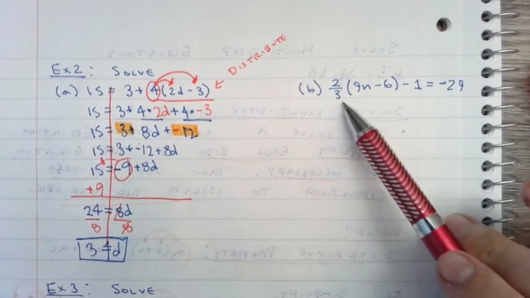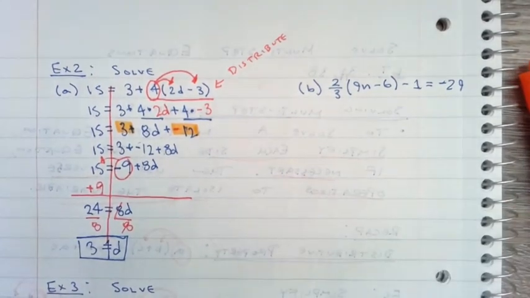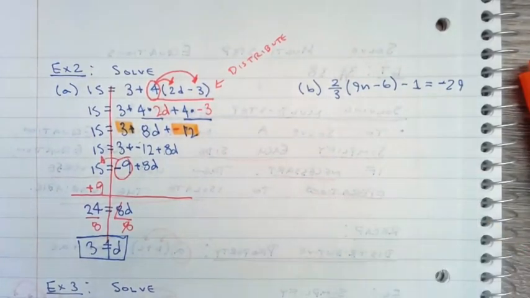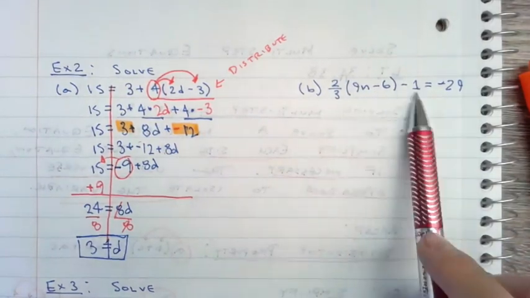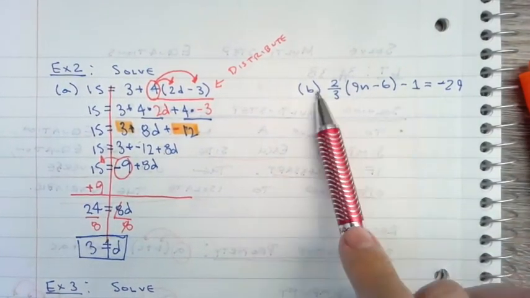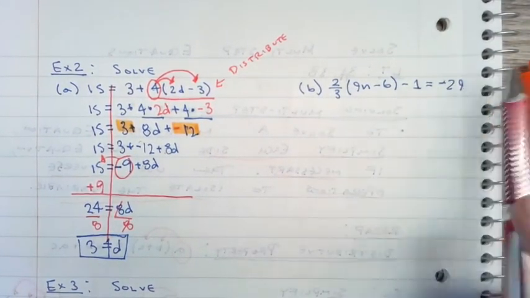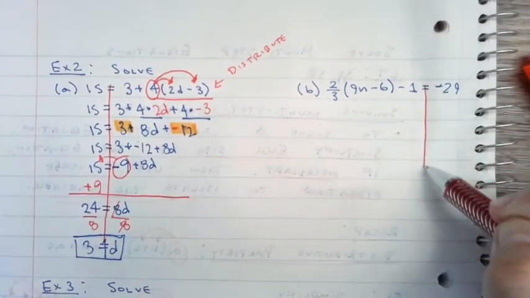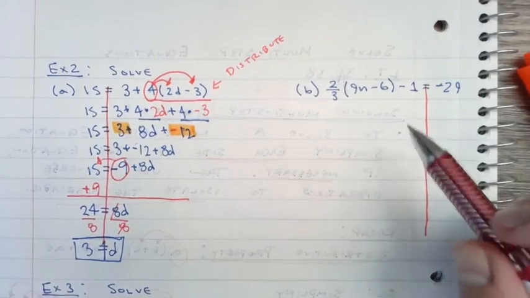For B, they give us 2/3 times (9n minus 6) minus 1 equals negative 29. Again, take a look at your left side. Is there anything I could simplify, like combine like terms? No, there isn't. The right side, is there anything I could do to that? No. So again, we're going to go ahead and draw our line.